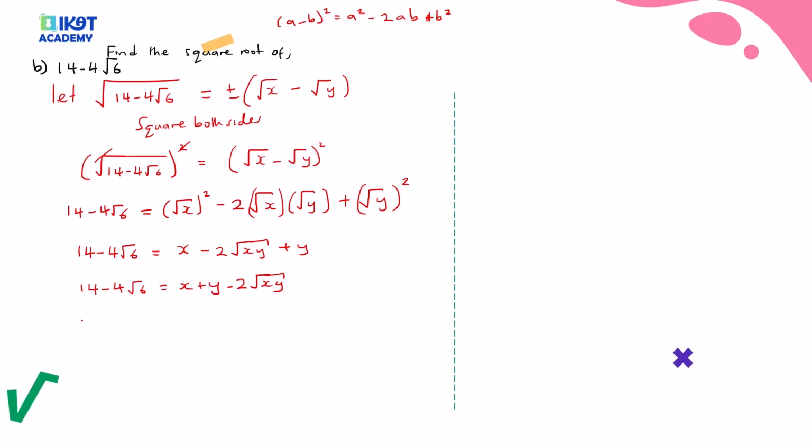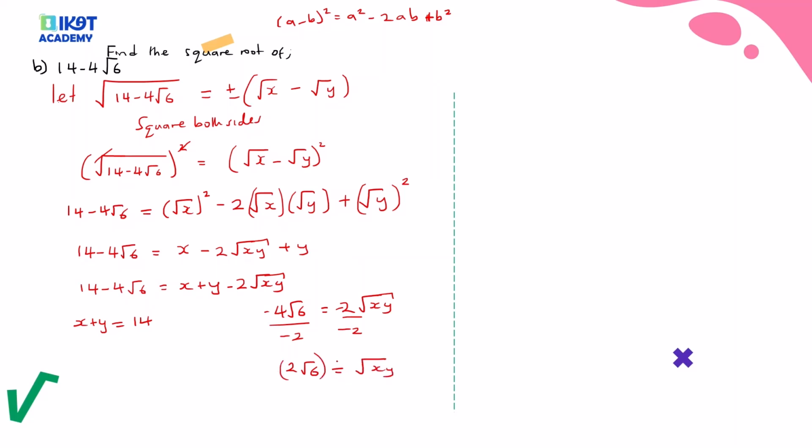Then I can equate the same thing: x plus y, equate the rational numbers and also equate the surds. So I can say 4 root 6 is equal to 2 root xy. Since there's a negative on both, even if I say it negative, this is equal to negative this, you see. Now I divide through by negative 2, so I get 2 root 6 is equal to root xy.